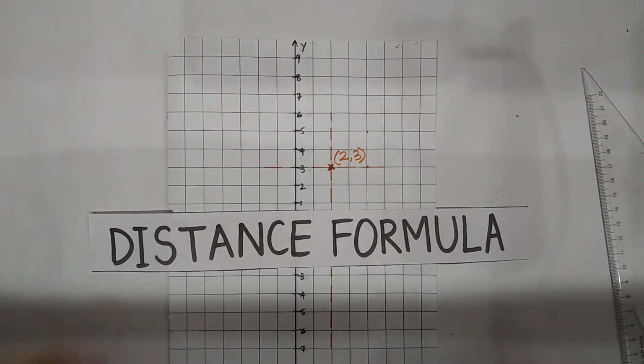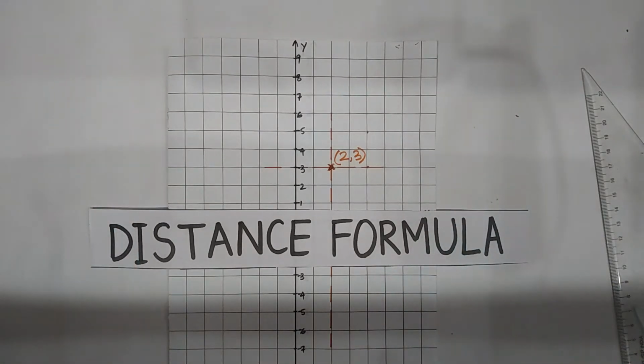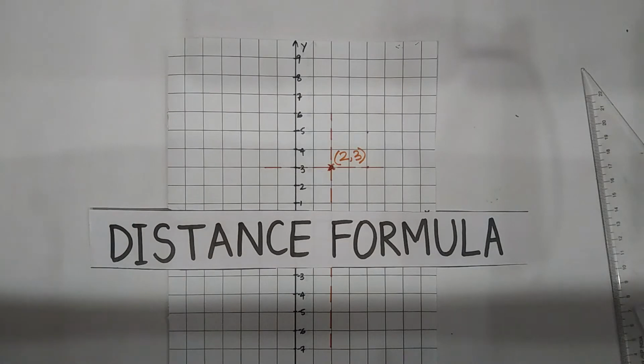Now we'll mainly talk about how to find the distance of an inclined line on a graph. So we can do this with a graph and also without a graph. With the graph, it will be easier for us. Without the graph, we'll have to use the distance formula. But let us see with the graph how we can do it.